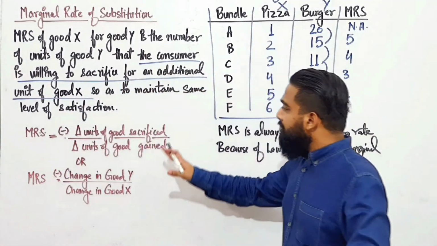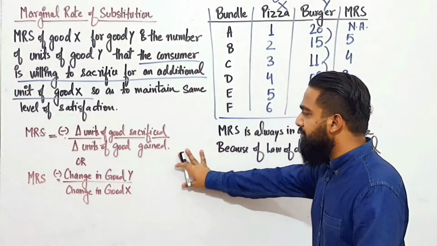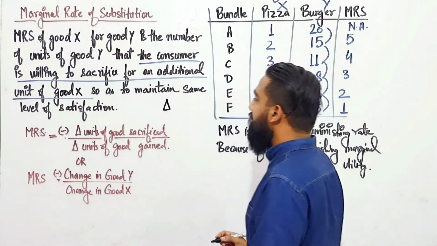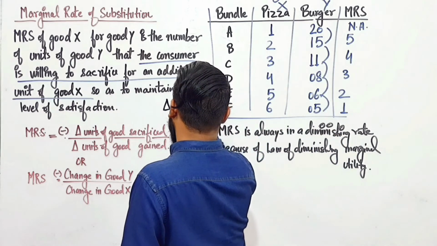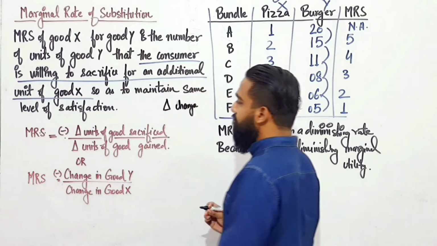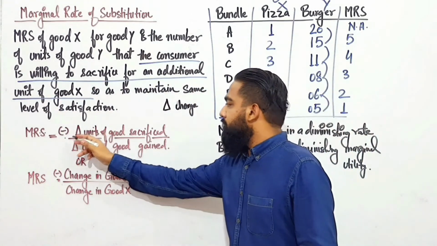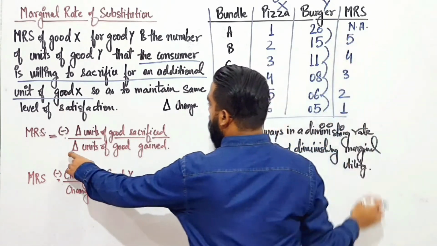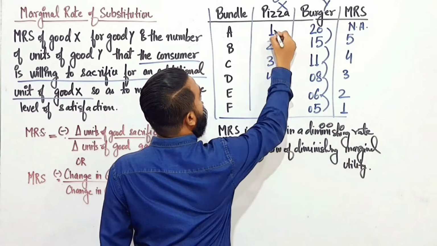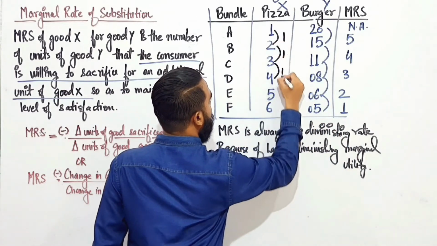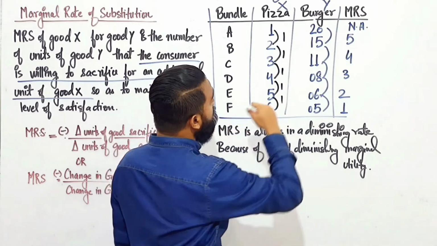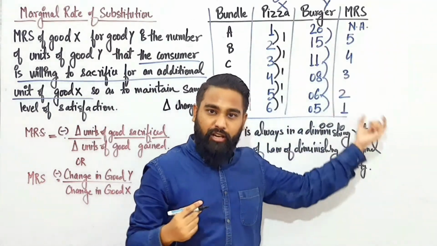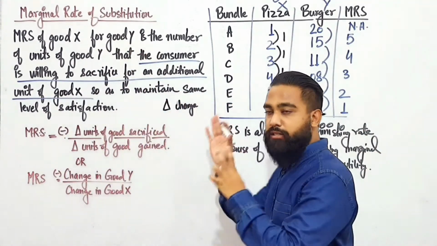Now, this is the formula for calculating the MRS. It is the change. This symbol, delta, means change. Whatever the change is in the amount, that is the delta. Now, change in units of goods sacrificed upon change in units of goods gained. Here you have gained 1, again 1, 1, 1 and 1. To increase 1 unit of pizza, how many burgers have you sacrificed? That is the MRS. That's the same thing.